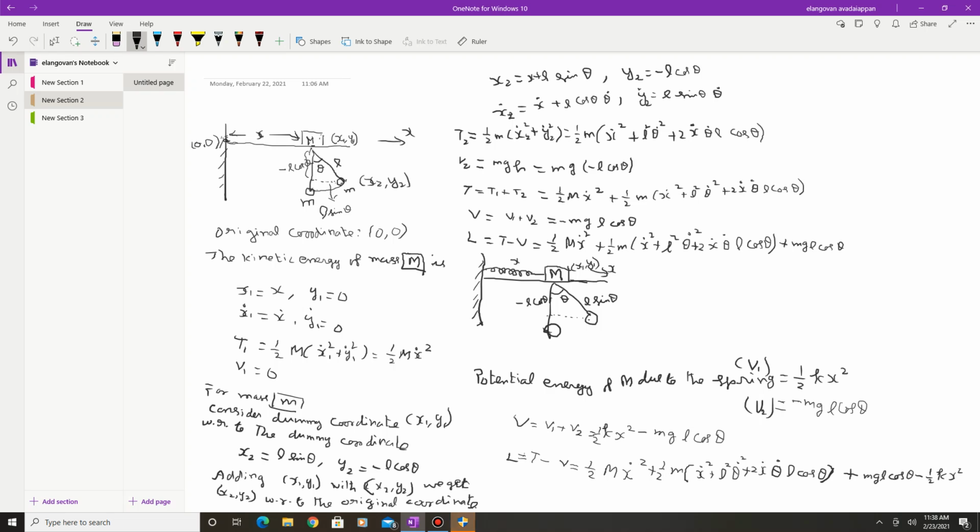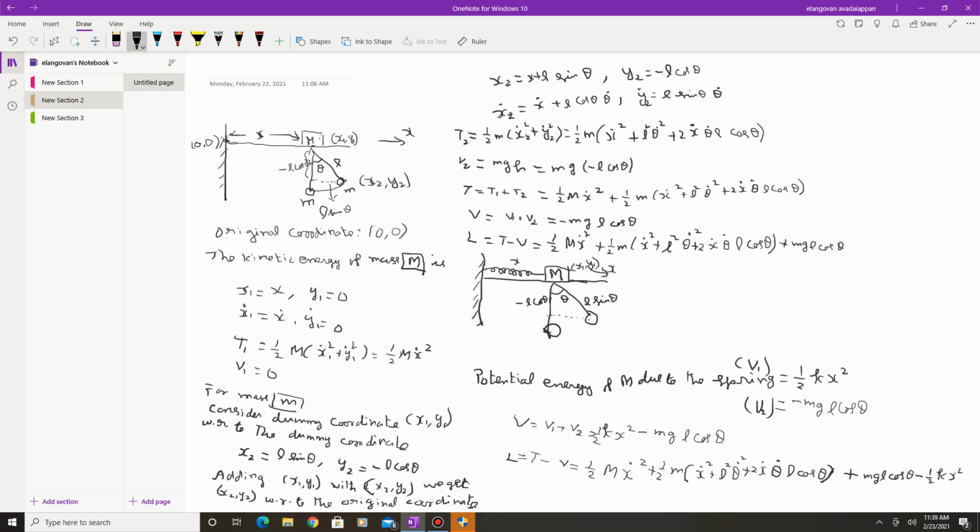Now let us find the velocity. x2 dot is equal to x dot plus, differentiating L sin theta, L cos theta, and again differentiating theta you get theta dot. So x2 dot is equal to x dot plus L cos theta into theta dot. y2 dot is equal to L, and if we differentiate cos theta we have minus sin theta, so minus into minus will be plus, L sin theta into theta dot.